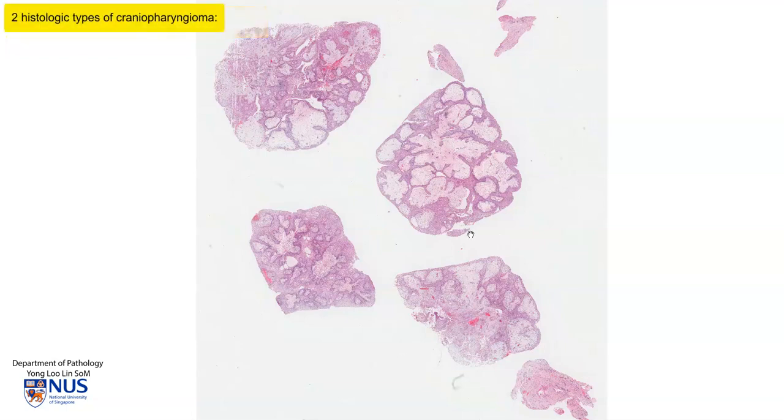There are two main histologic types of craniopharyngioma. The more common type is the adamantinomatous craniopharyngioma, and there is a separate virtual microscopy video on that. This is the less common type, the papillary craniopharyngioma.